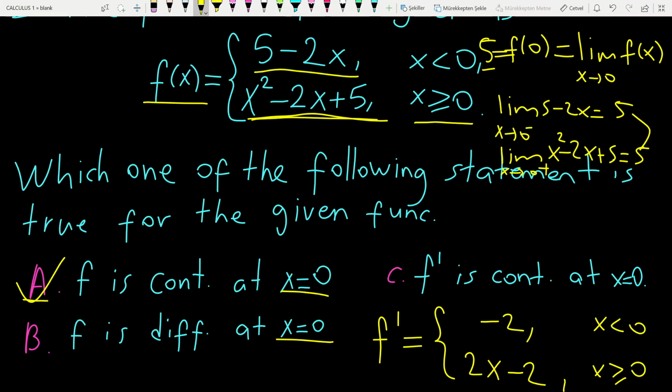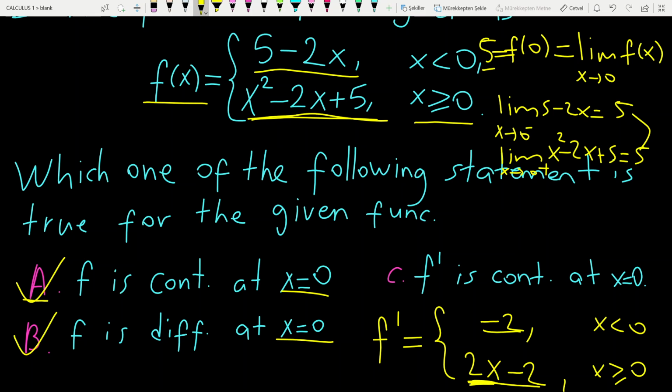What do you say? Yes, the derivative of the left hand side and the right hand side at the point 0, don't forget, are equal to each other. The derivative is minus 2. When you plug 0 here, you only have minus 2. Okay, so this is also true.